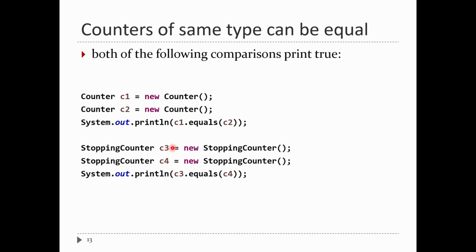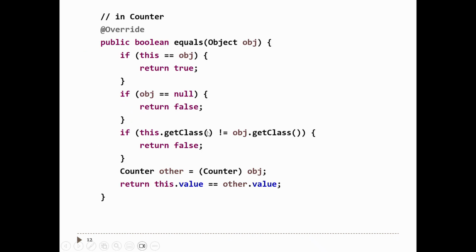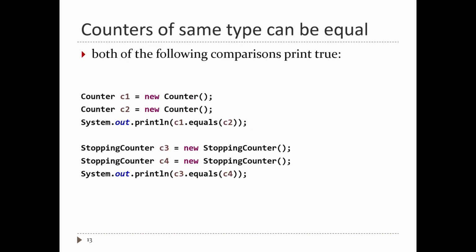What happens if we have two stopping counters? C3 and C4 are both StoppingCounter objects. Their values are both 0. We have not overridden equals in StoppingCounter, so we inherit the version we get from Counter. This getClass returns StoppingCounter for C3, and OBJ getClass returns StoppingCounter for C4. They're the same, so we skip over the if statement and come down to here, and now we compare their values. Their values are both 0, so equals returns true. And this looks like everything is working just fine.